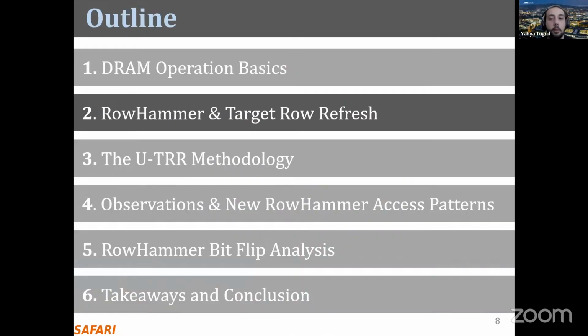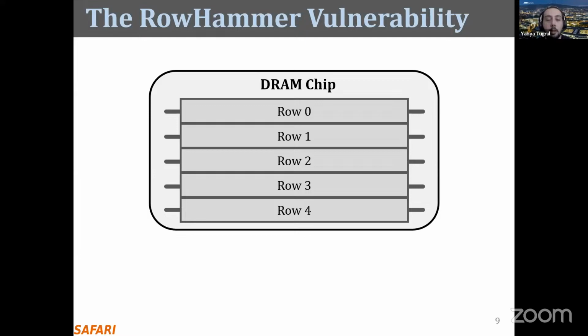So let's look at RowHammer and the currently employed RowHammer protection mechanisms. In order to access a DRAM row, let's say row 2, the memory controller issues an activation command to open the row. Then after serving all requests, it issues a precharge command to close the row.